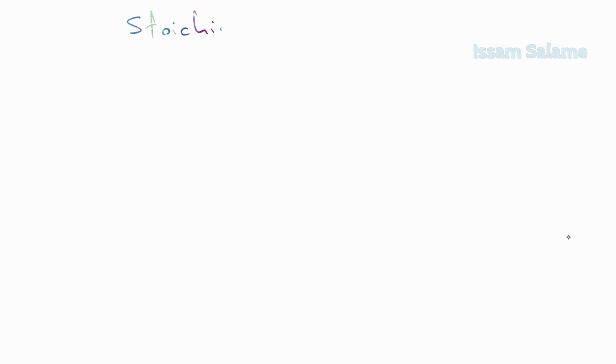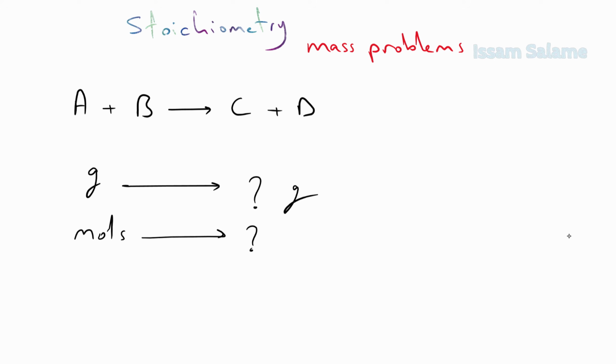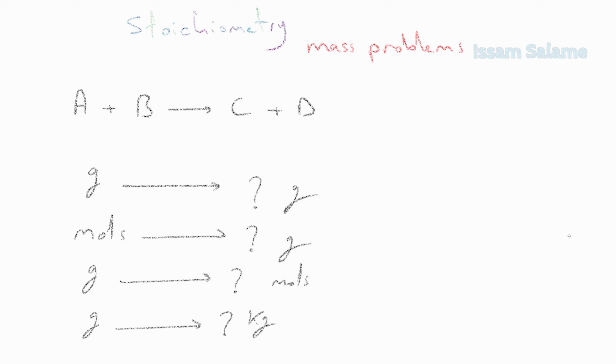Hi, in this video we're going to practice stoichiometry math problems. I'm going to try to show you all the possible cases of stoichiometry math problems, like if the given quantity is in grams and the unknown quantity is in grams also, or if the given quantity is in moles while the unknown is in grams, if the given quantity is in grams while the unknown is in moles, and finally if the given quantity is in grams while the unknown quantity is in a different unit of mass like kilograms.